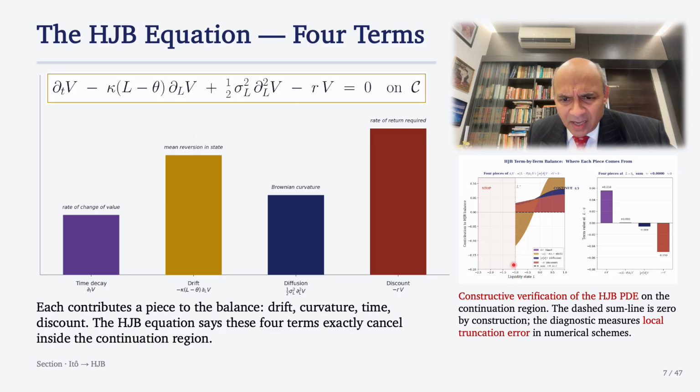So on the right hand side here we constructively verify the HJB PDE on the continuation region, and you can see over here this dashed line. This dashed line is zero by construction, and basically the diagnostic measures local truncation error in any numerical scheme.